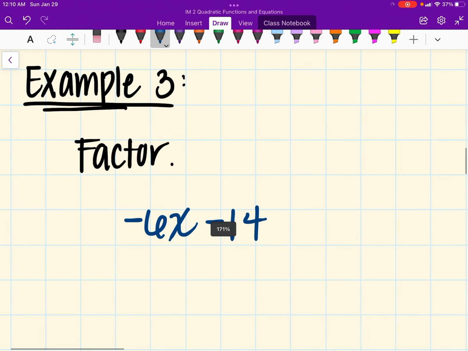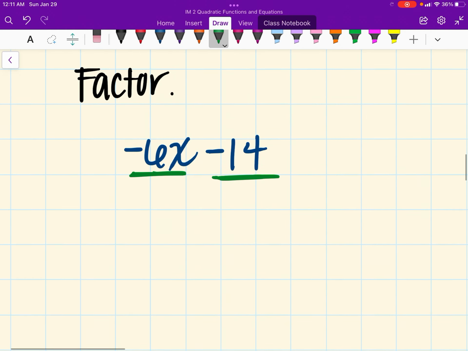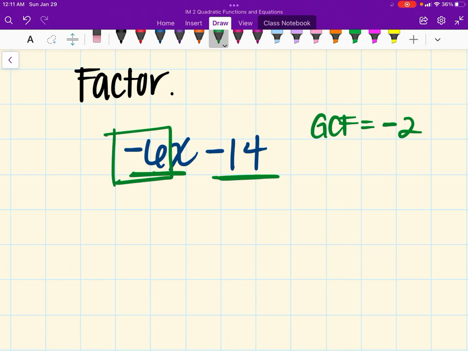Example 3, let's go ahead and factor out a GCF from the expression of negative 6x minus 14, all right? Now, in this case, we're looking for a number that could divide into both the negative 6 and the negative 14. And the biggest number that could divide into both of those is actually a 2, right? Now, because my leading coefficient here is a negative, I am going to be factoring out a negative 2. Because once again, leading coefficient is negative, I have to factor out a negative.